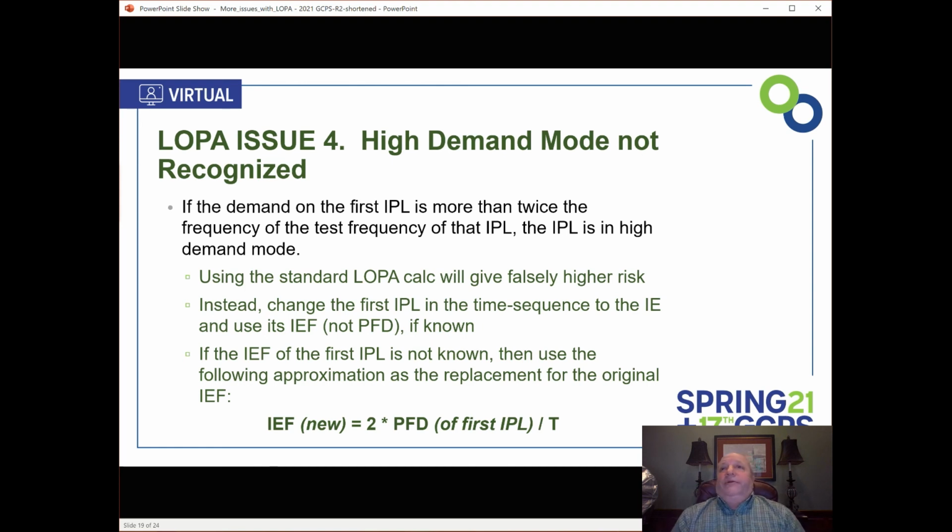And you can look these up in tables. So if it's a pressure regulator, happens to be the first IPL you come to, or if it's an interlock, or if it's a check valve, you can look those values up in a table for initiating events and find a value for it. This will prevent you from estimating the risk too high and require too many IPLs. If you don't know the initiating event frequency, you can go backwards through the equation for calculating PFD as shown at the bottom of the slide and estimate the initiating event frequency of the new initiating event, the first IPL, and use that in the equation instead by knowing the test frequency of it and knowing the PFD of that first IPL.